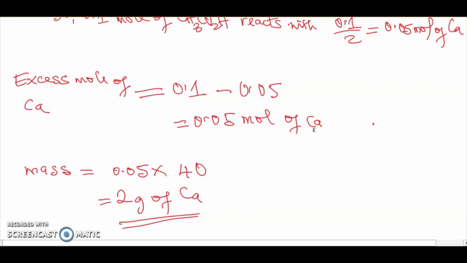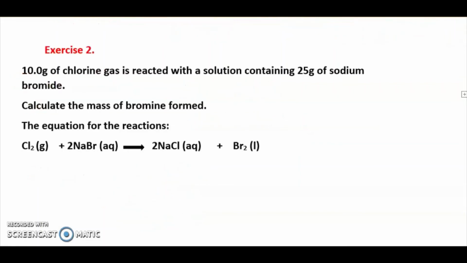Okay, go ahead and try this next exercise. That is the last. It reads, 10 grams of chlorine gas is reacted with a solution containing 25 grams of sodium bromide. Calculate the mass of bromine formed. The equation for the reaction is given. So pause the video and try to see if you can get this.